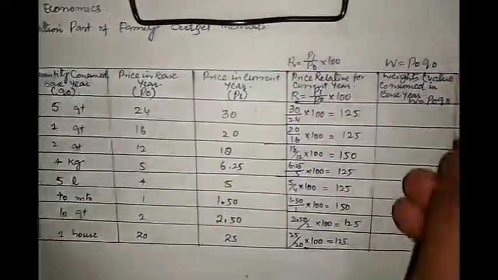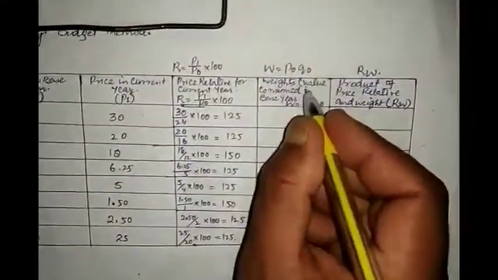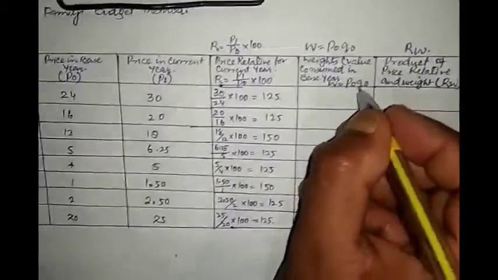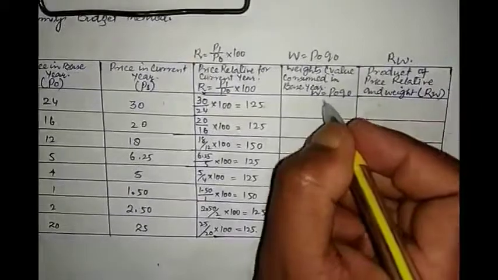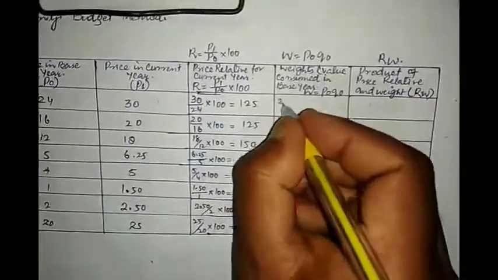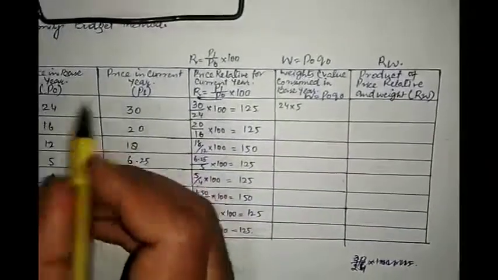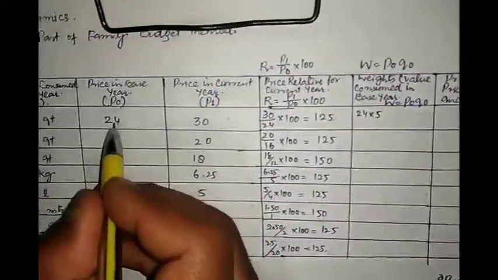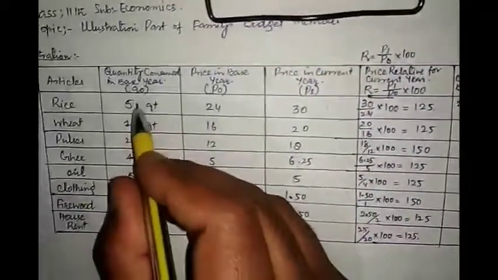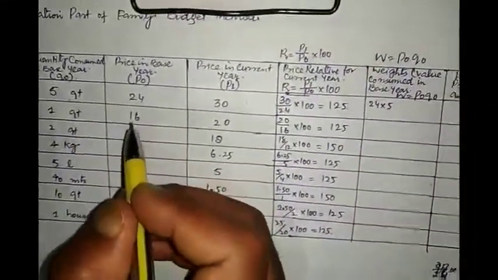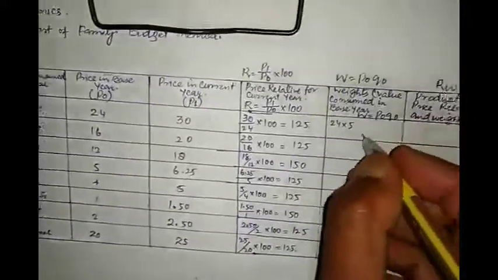Now the weight, value consumed in the base year: W is equal to P0 Q0. 24 into 5, where P0 is equal to 24 and Q0 is equal to 5. We multiply both of them, that is equal to 120.